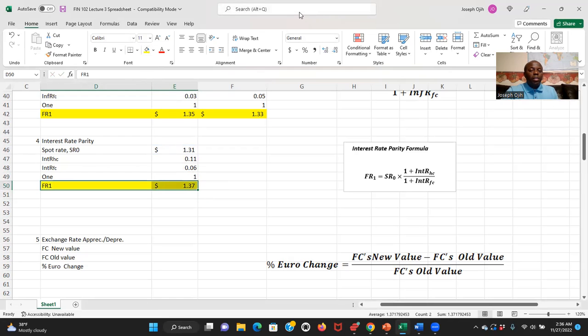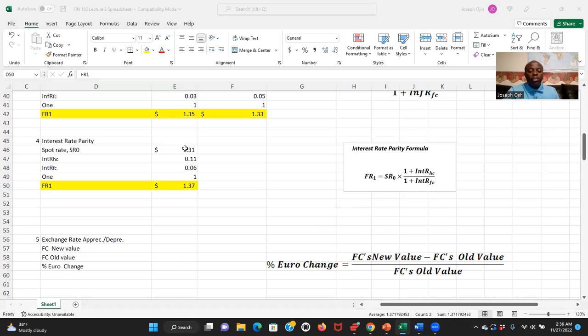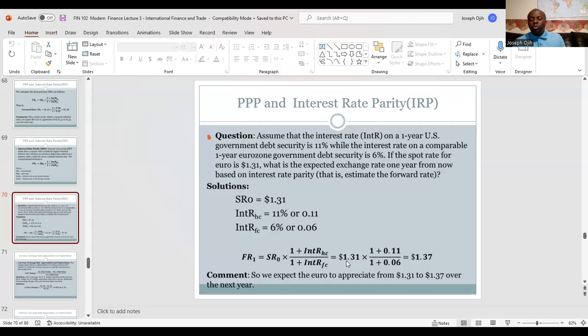What does this mean? At the forward rate, the future exchange rate, we expect the euro to appreciate from $1.31 to $1.37 over the next year. So by next year, the euro will buy more dollars. 1 euro will buy more dollars, and $1 will buy less euro. So that's basically what it is. Now, how does it affect business, especially those companies that buy their input from abroad and are involved in international business?